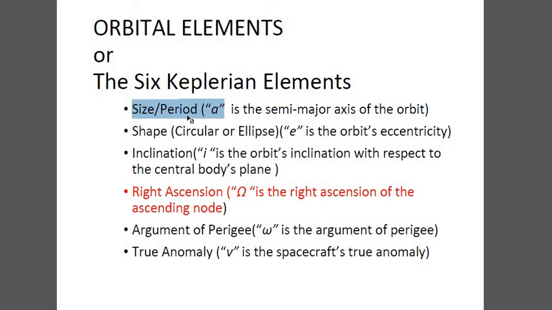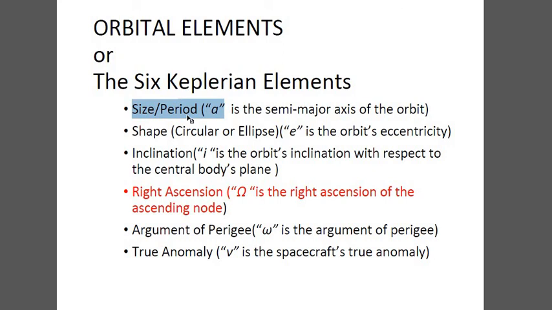Second one is shape, meaning the orbital shape, whether it is circular or elliptical. That can be defined by the eccentricity, with values from 0 to 0.9. It cannot reach 1. Eccentricity value is always less than 1. So if the eccentricity e equals 0.9, then the shape of that particular orbit will be an ellipse. If it is 0, then it is circular.